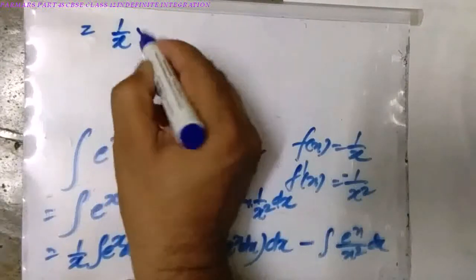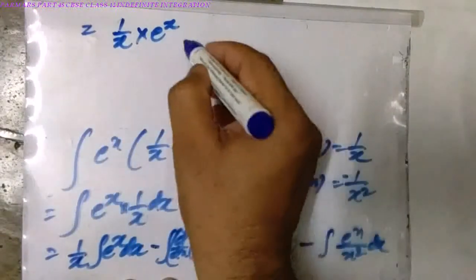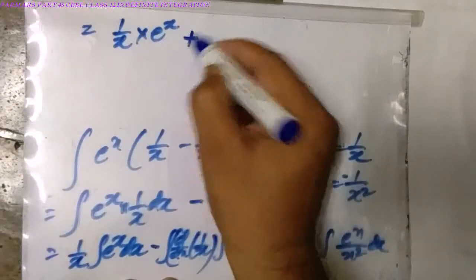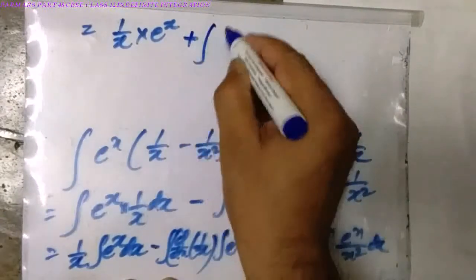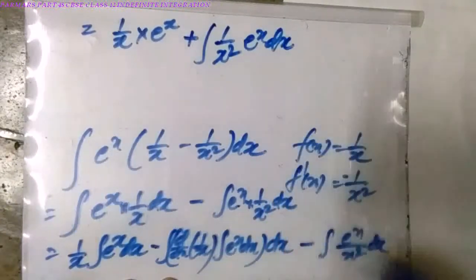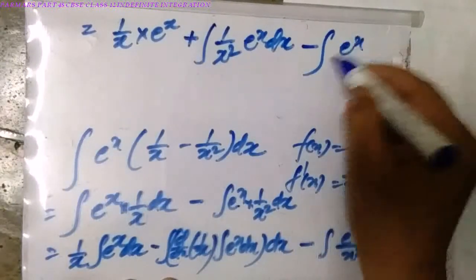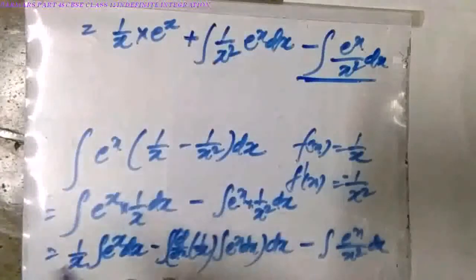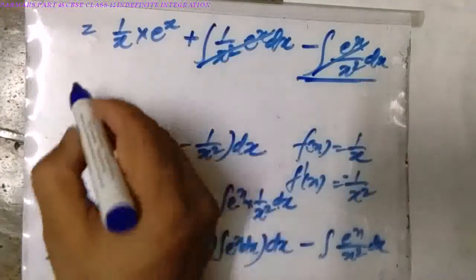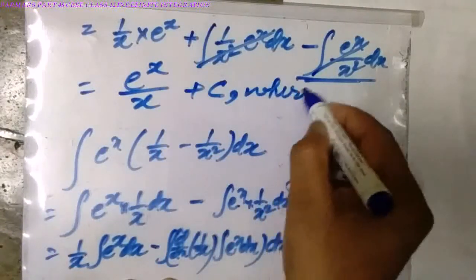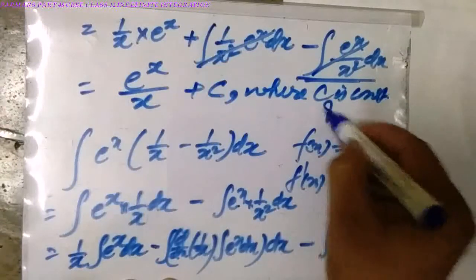Okay, now moving towards the next step, 1/x e^x, you can write 1/x into e^x. Minus, what is the differentiation of 1/x? It is -1/x^2. So write down, the integration is already there, 1/x^2, integration of e^x is e^x dx, and it is minus e^x/x^2. This part is carried forward and this is from the first integration. Now what do we see? These two are the same. So the answer is e^x/x + c, where c is the constant of integration.